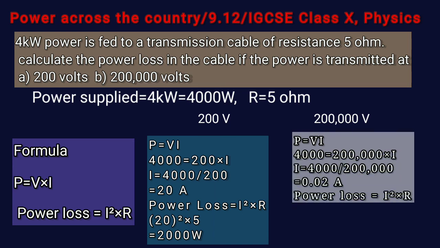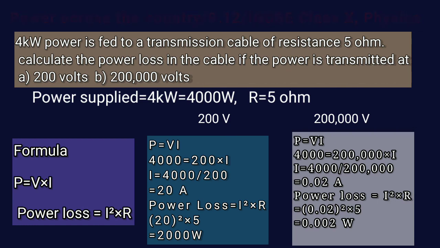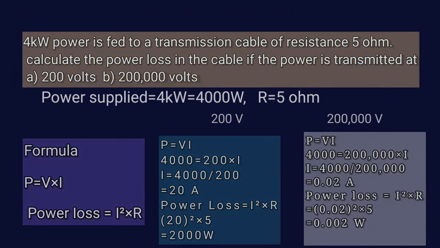First we will calculate current. The current we are getting is 0.02 amperes. Power loss is equal to current square into resistance. So 0.02 square into 5. That gives us a power loss of 0.002 watt. That's all in this video.